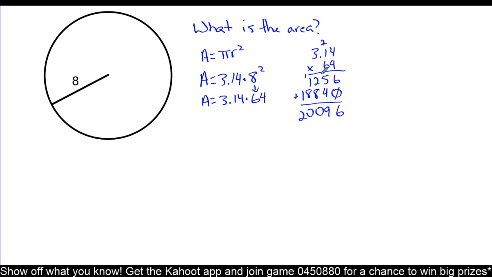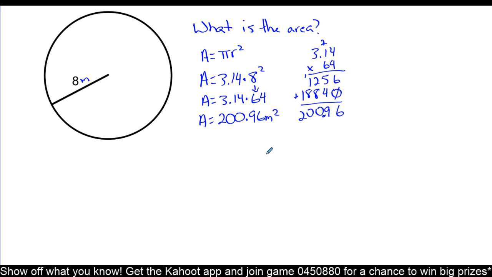So we have 2 decimal places, so let's not forget that. So we have an area of about 200.96. Or if you're rounding, that would probably just round up to 201. And let's say this is meters. So our answer would be meters squared. There you go. That's the area of a circle.